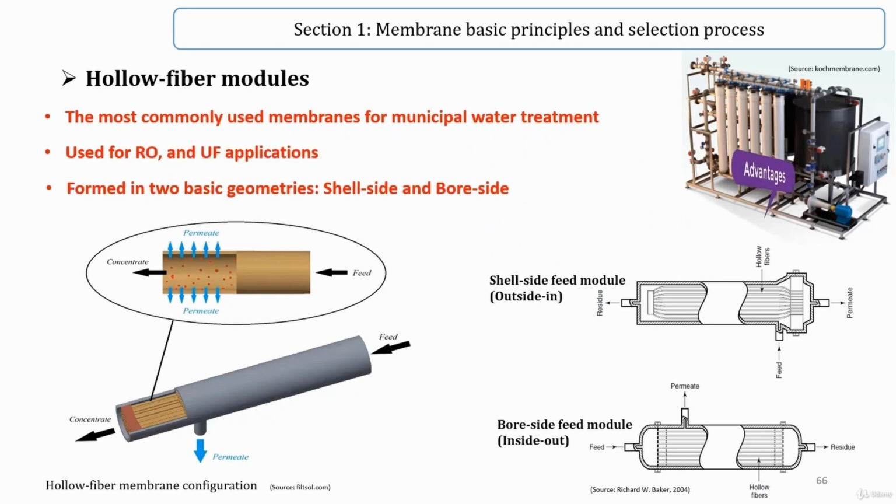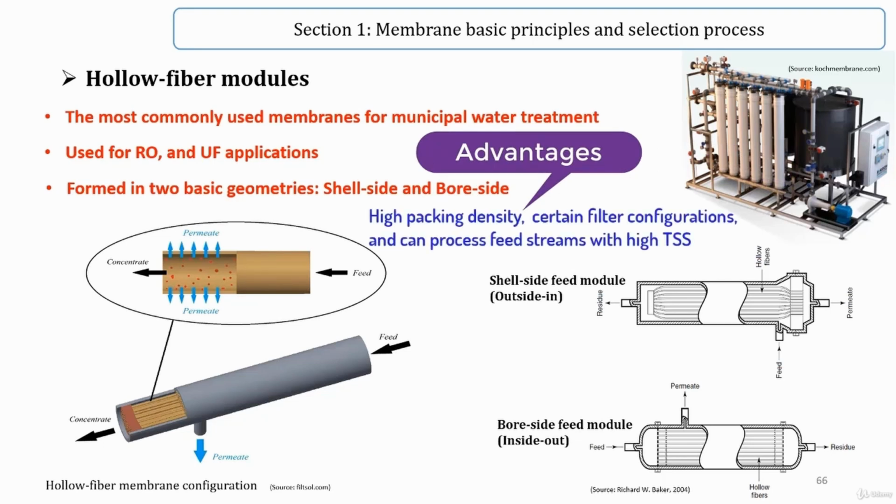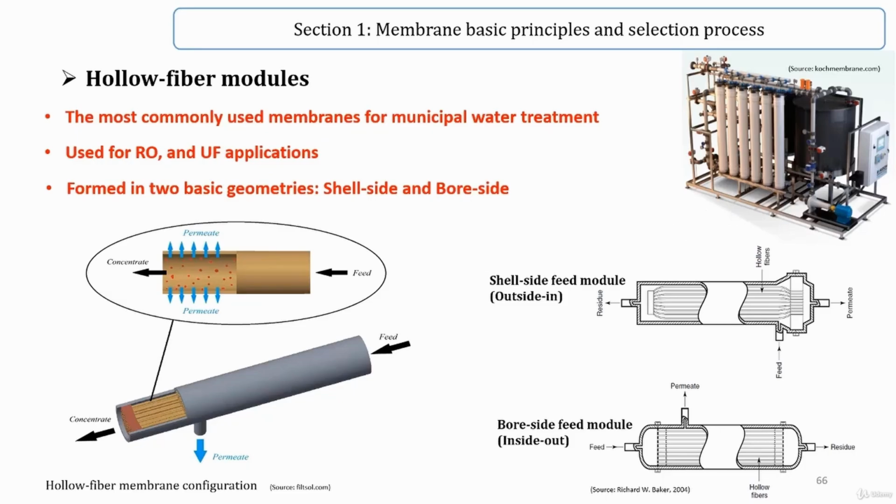Now some advantages of this module. Hollow fiber membranes feature a very high packing density because of the small strand diameter. Because of the flexibility of the strands, certain filter configurations are possible that cannot be achieved in other filtration configurations. They can also be backflushed from the permeate side and can process feed streams with high total suspended solids.